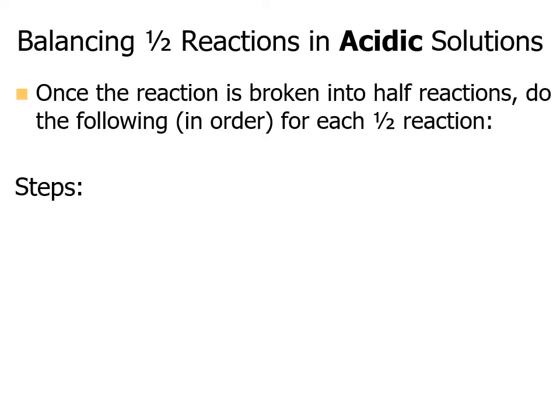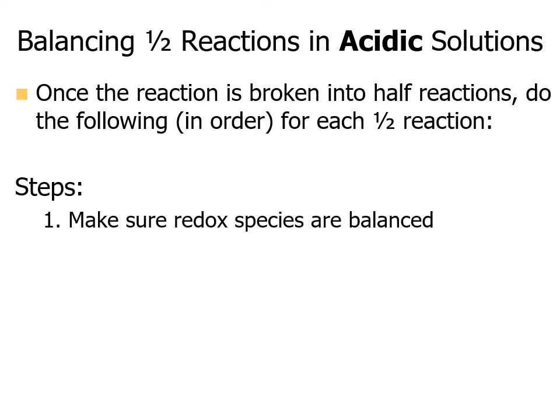So when you have a redox reaction in acidic conditions, and it is able to be broken into half reactions, these are the steps that you're going to follow in order to get it to balance. Again, break it into half reactions first off. Make sure the redox species are balanced, whatever they happen to be. Make sure they are themselves balanced in terms of whatever the atom is that's gaining or losing electrons. Make sure there's an equal amount on each side.